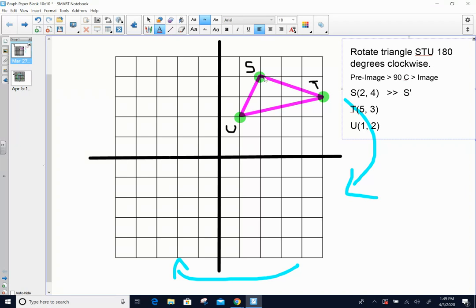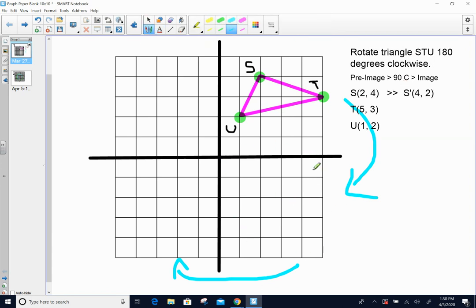When I rotate something, if I'm going to my next quadrant over, what I need to do with my X and Y values is switch them. So my X value was a 2 here, and my Y value was a 4. I'm going to switch those, so now it's going to be 4, 2. But I'm not totally done yet.